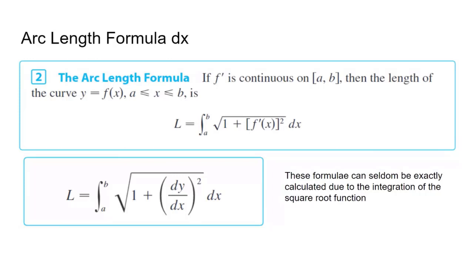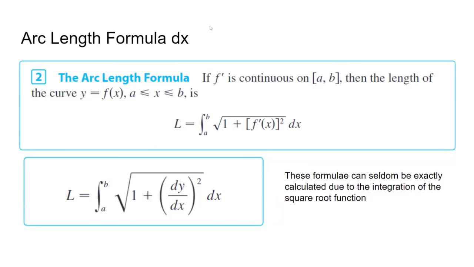So this first one is in Newton notation. The prime notation, I think we can thank Isaac Newton for that. And this dy dx notation is the same formula. It's just that f prime is written as dy dx. And then I wrote a little note.